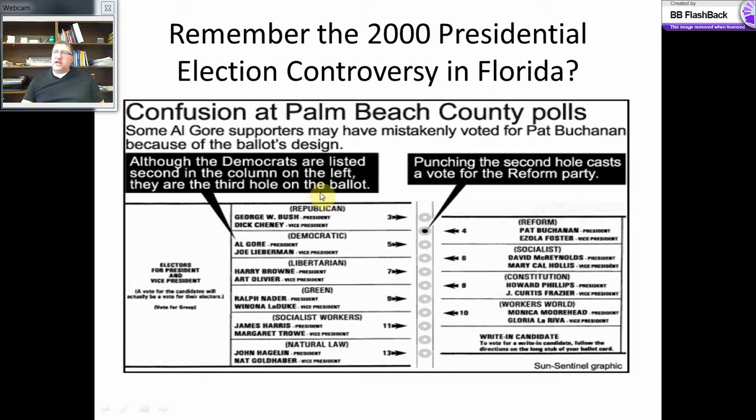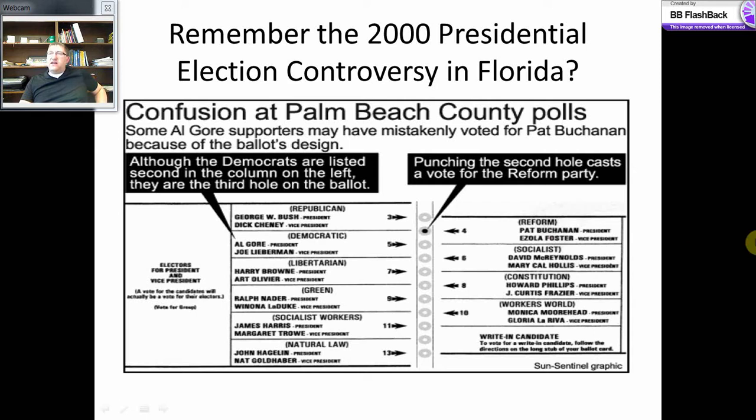This was Palm Beach County, a large county in southern Florida, and this was their ballot. As you can see, there are these holes down the middle, and then there are the candidate names, and both president and vice president are listed. There are those names and arrows that point you to the hole they're supposed to be related to. If you want to vote for candidate number 3 or whatever, you go to the hole that the arrow points to.